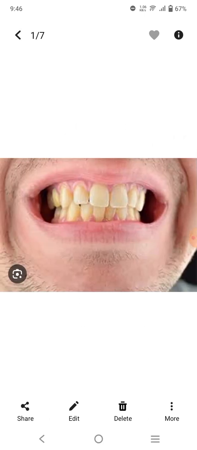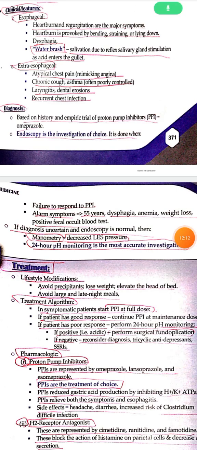You can see that these are the teeth of the person who is suffering from GERD. This is mainly due to the acid reflux into the oral cavity. Okay, now let's just discuss its diagnosis.